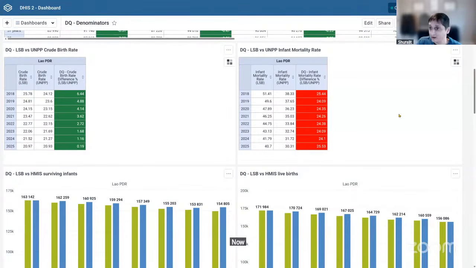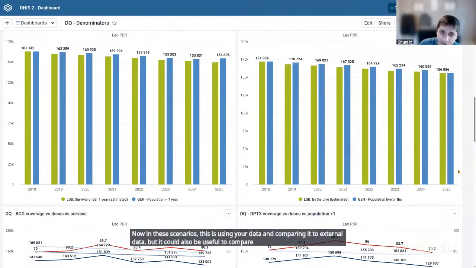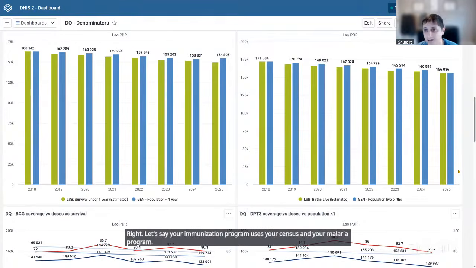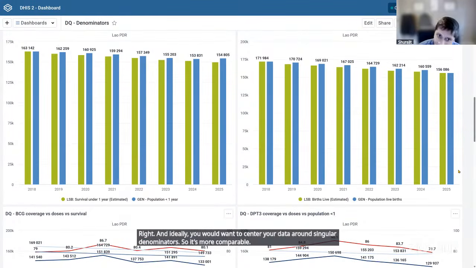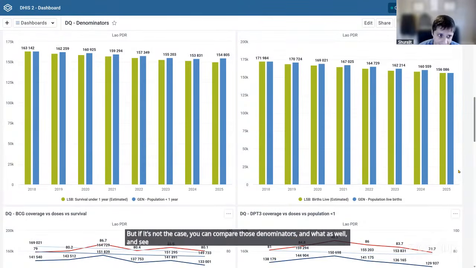Now, in these scenarios, this is using your data and comparing it to external data, but it could also be useful to compare data internally. So you might want to compare denominators from different programs, right? Let's say your immunization program uses your census and your malaria program uses denominators that they've calculated based on some survey they've done in the field, right? Ideally, you would want to center your data around singular denominators so it's more comparable. But if that's not the case, you can compare those denominators as well and see if there are significant differences.